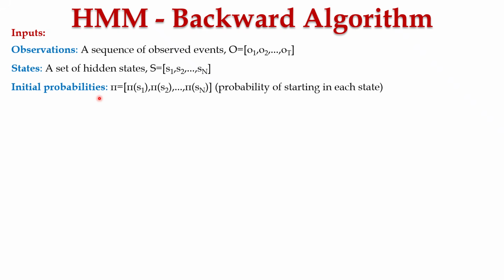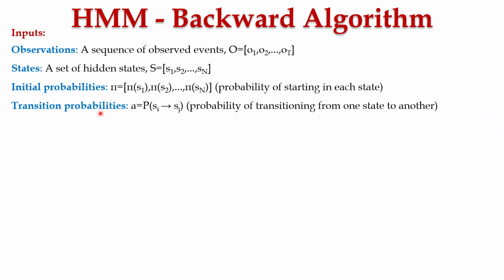Next comes the initial probability, which is represented as pi, which is equivalent to pi of S1, pi of S2, up to pi of Sn, where pi of S1 is the probability of starting in state S1, and similarly S2 and Sn. The sum of all the initial probabilities must be equal to 1. The next comes the transition probability, which is represented as small a, equivalent to the probability of Si to Sj. That is, this represents the probability of transition from one state to another, from state Si to state Sj. These probabilities are often represented in a transition matrix.